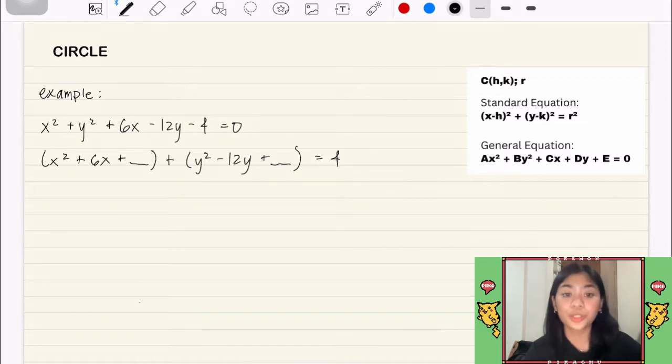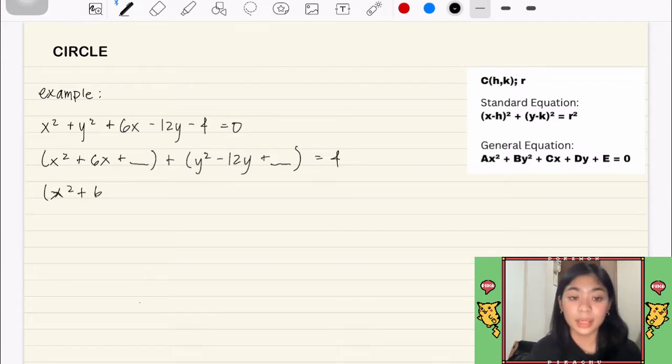So, in order to transform this equation into standard form, we can now complete the square of the groups by adding perfect square numbers. Of course, if you add corresponding numbers to the left-hand side of the equation, you should also add them to the right to make the equation balance. And now we have quantity x squared plus 6x plus 9 plus y squared minus 12y plus 36 equals 4 plus 9 plus 36.